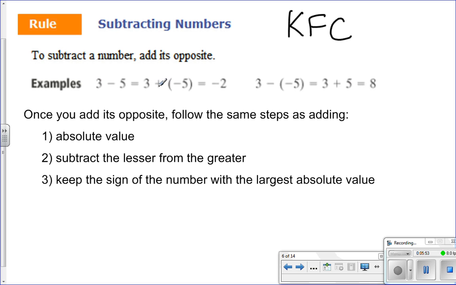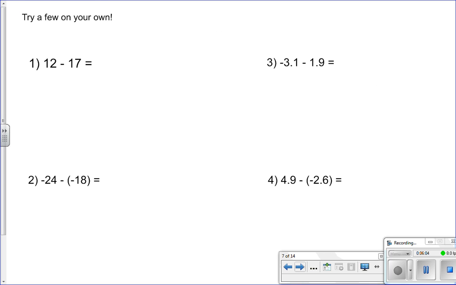Then you can do the same process that we did. Do the absolute value, subtract the lesser from the greater, and then keep the sign of the number with the largest absolute value. So try a few on your own.